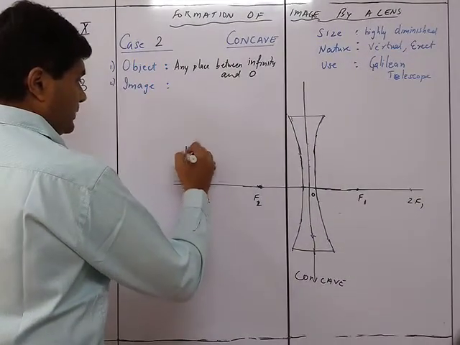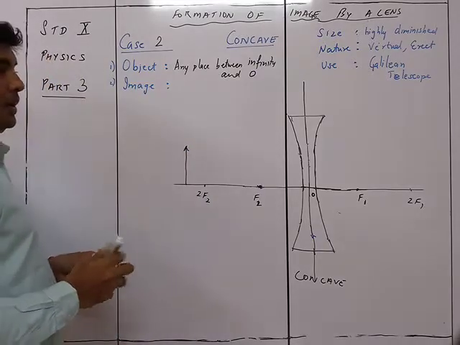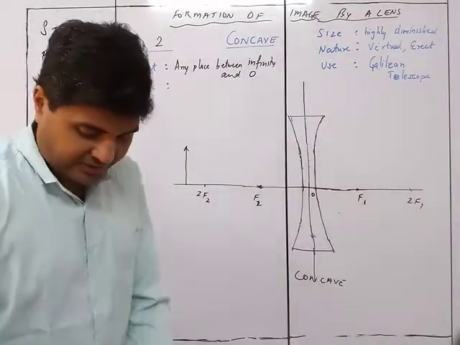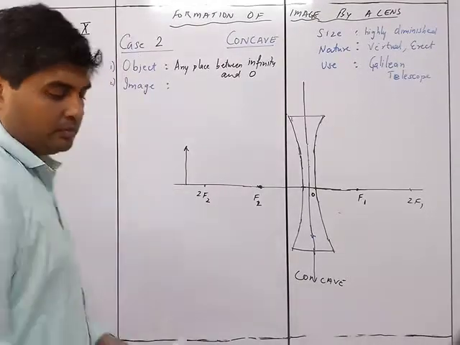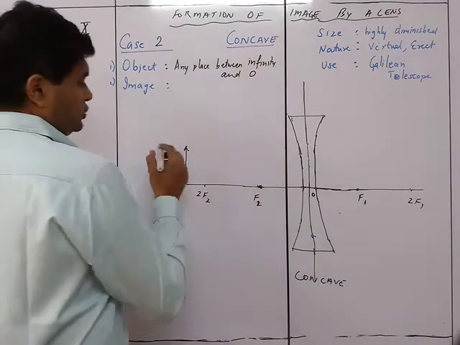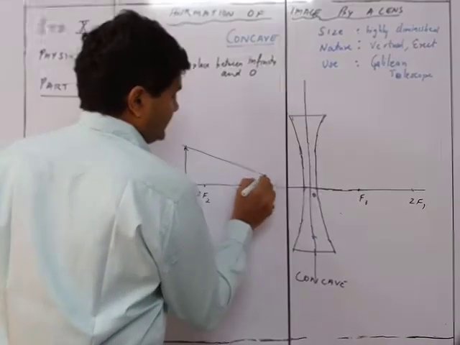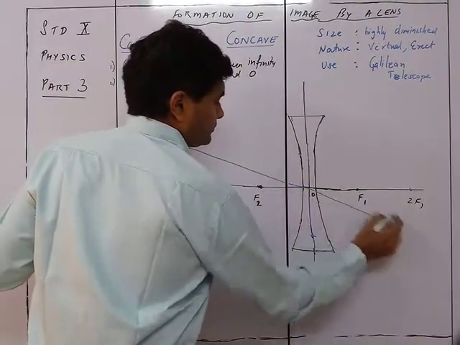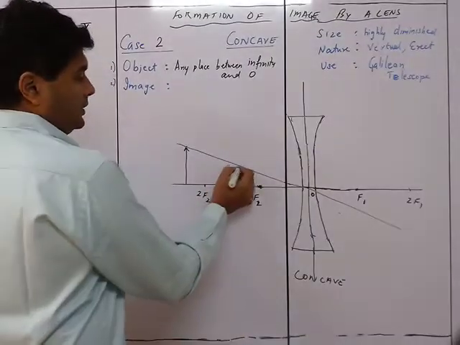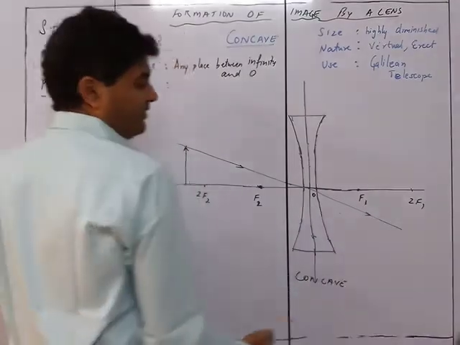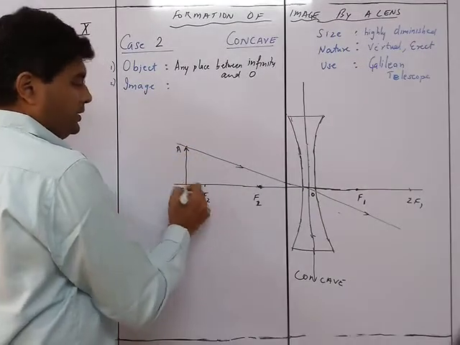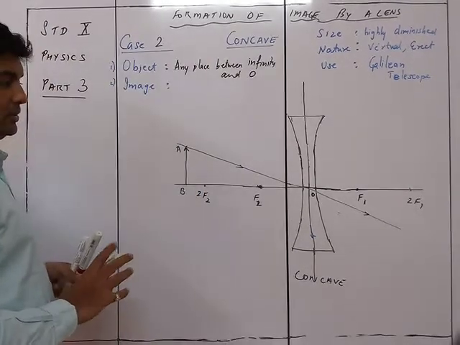You place the object over here. So let's see what happens to these rays now. First one through O passes through O undeviated. So this is what is going to happen. This is A and this is B. Just place it over here.